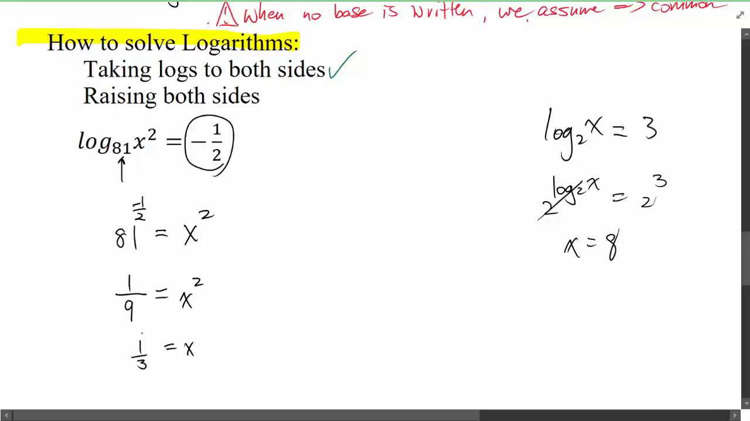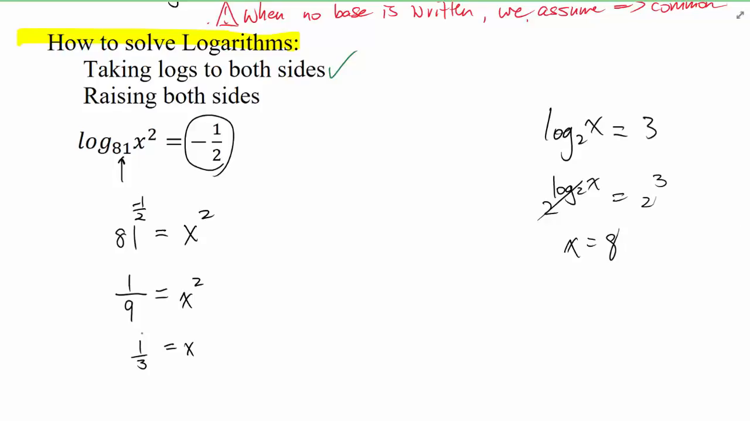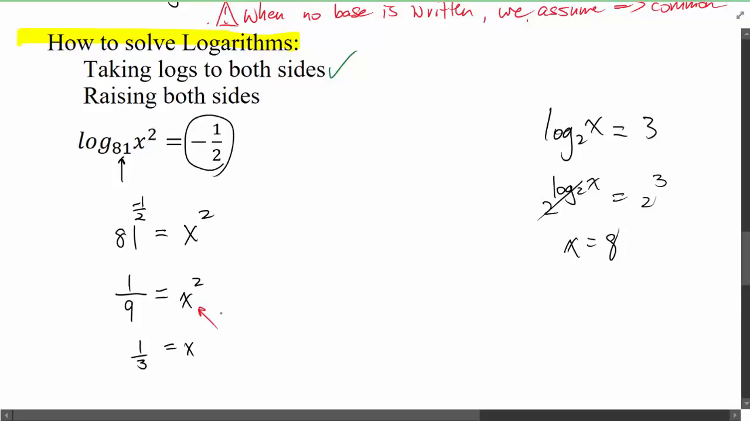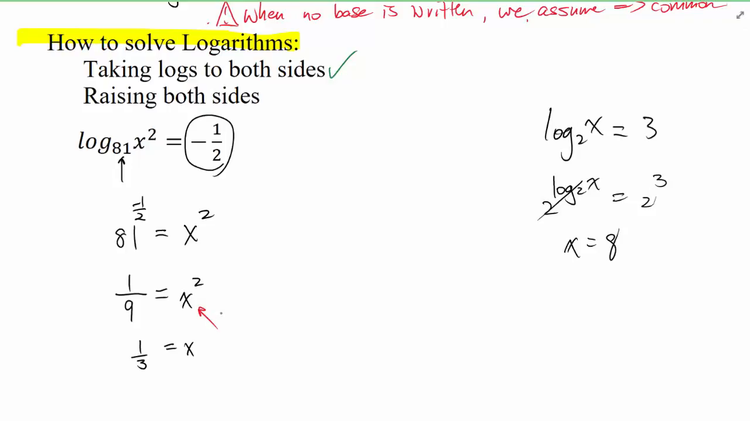But there's a really big problem that is often missed in exponential algebra. When you take the square root of both sides, if there is an x squared equals something, like this is a very common problem, you square root both sides, remember to add a plus and minus.